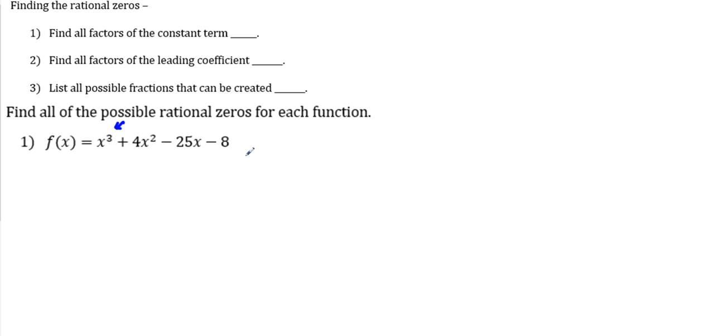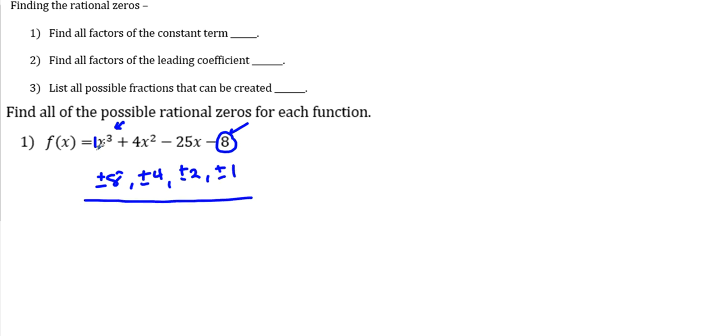We don't know. So what we're going to do is list all the factors of the constant term, this guy right here. We're going to list all the factors of the leading coefficient, which is a 1. And then we're going to create all the fractions possible. Well, all the possible factors of 8 are plus or minus 8, plus or minus 4, plus or minus 2, and plus or minus 1. And we're going to put them all over our possible combinations of plus or minus 1.